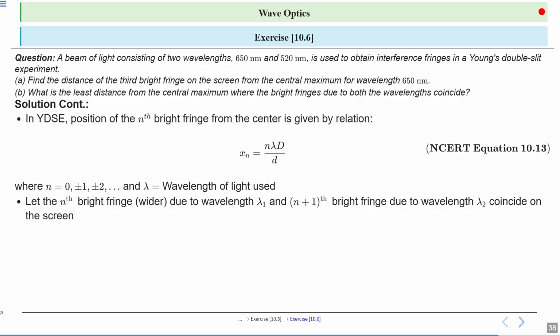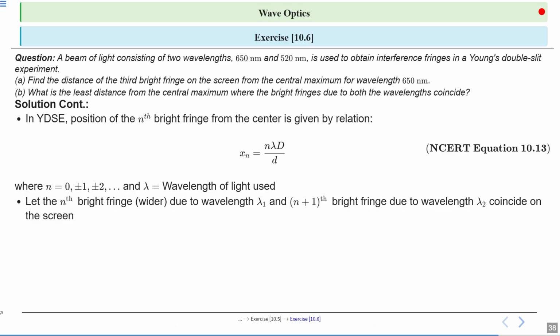So fringes due to lambda 2 wavelength are thinner and fringes due to lambda 1 wavelength are wider. So if we consider that the fourth bright fringe due to wavelength lambda 1 is there, it will be coinciding with a bright fringe of higher order than 4 due to lambda 2, because fringes due to lambda 2 are thinner.